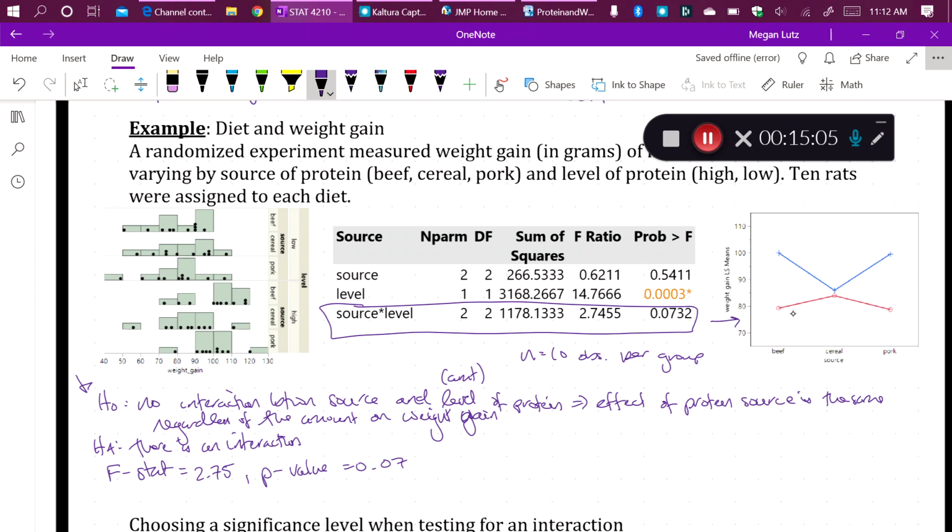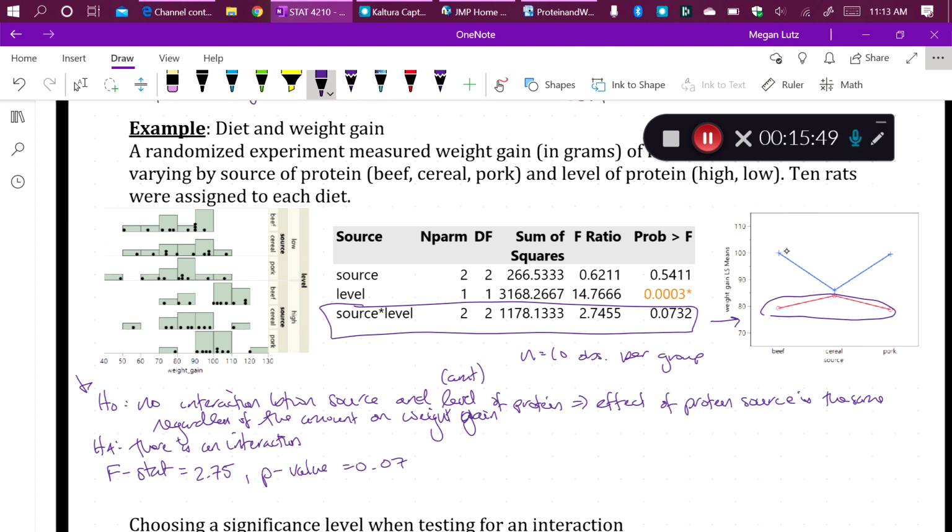So for the low protein level, the red line here, this bottom line, it looks like the source of the protein has no effect at all. When you go from beef to cereal to pork protein sources, when the protein level is low, the weight gain stays pretty much the same. So rats who had low levels of protein, whether they had beef, cereal, or pork, gained about the same amount of weight. However, for this blue line, the top line, which is the high protein level, rats gained a very different amount of weight. And remember, this is measured in grams.